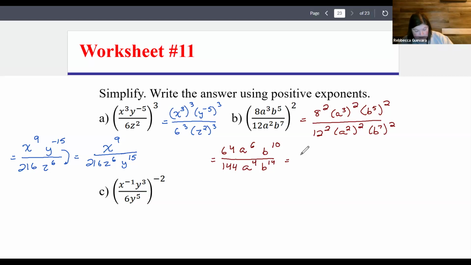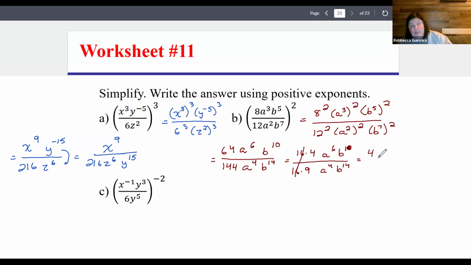Let me see here. So 64 and 144, both of those are divisible by 16. 64 is just 16 times 4. And then 144 is going to be 16 times 9. So we can cross out that 16. And we have a to the 6, b to the 10, over a to the 4, b to the 14.